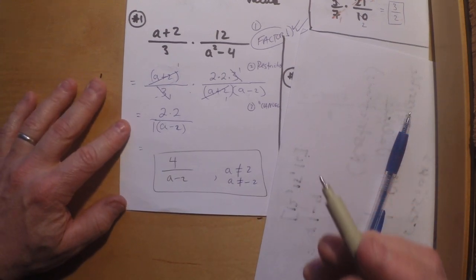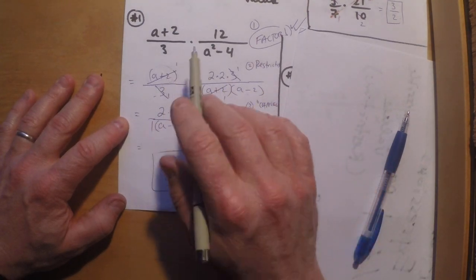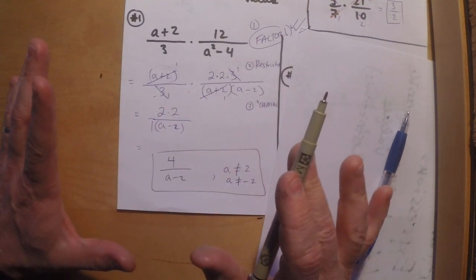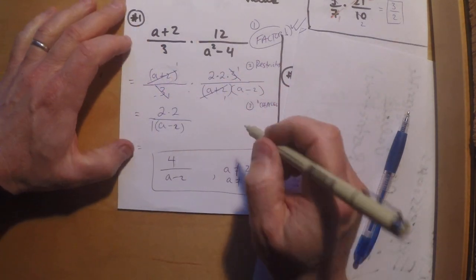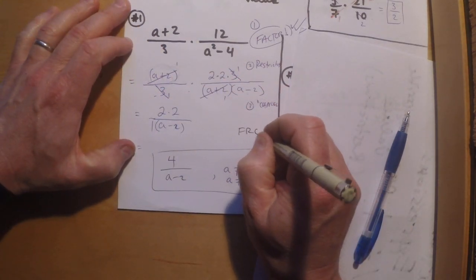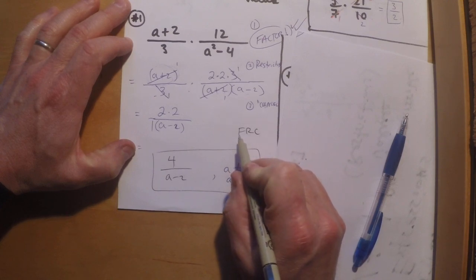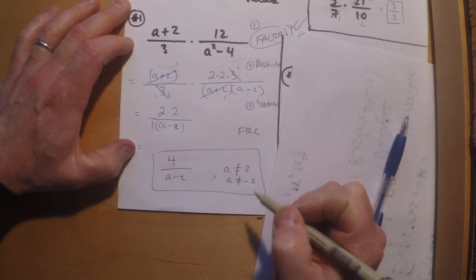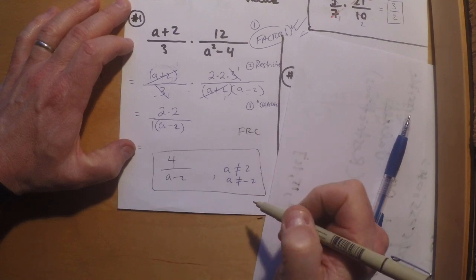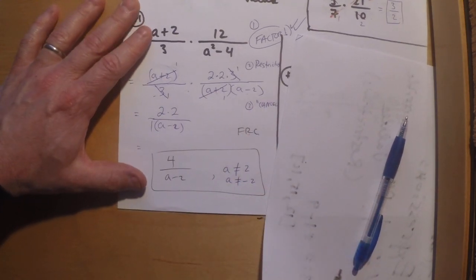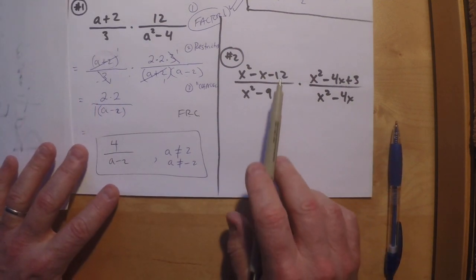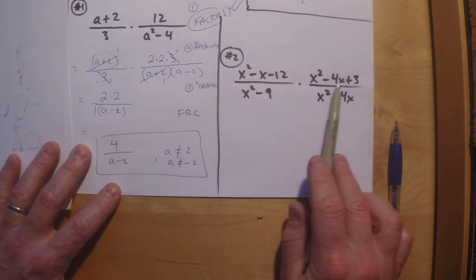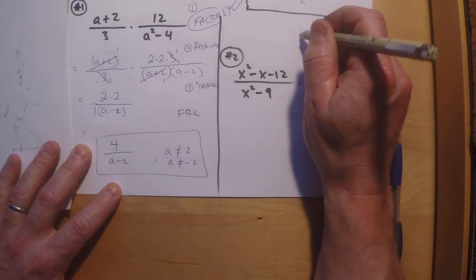So it's kind of a corny thing. When I see a multiplication question like this with rationals, first thing I look at is big and clumsy. It seems weird. I think, frick. Factor, restrictions, cancel. Factor, restrictions, cancel. And there we go. Okay, example number 2. First of all, I see a rational expression times a rational expression.